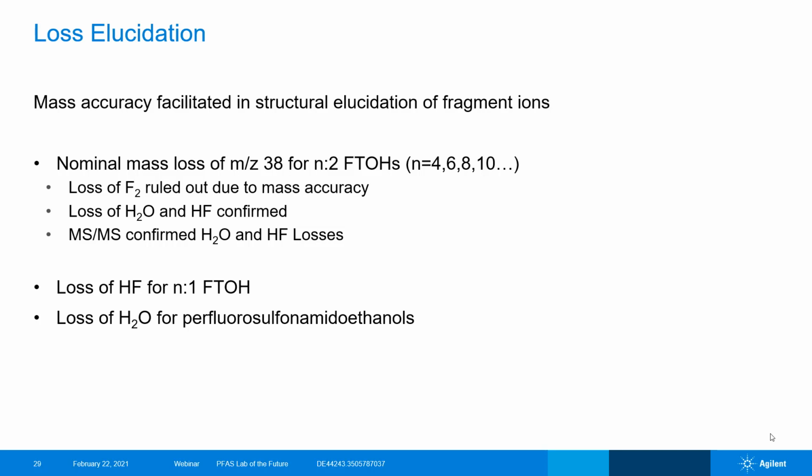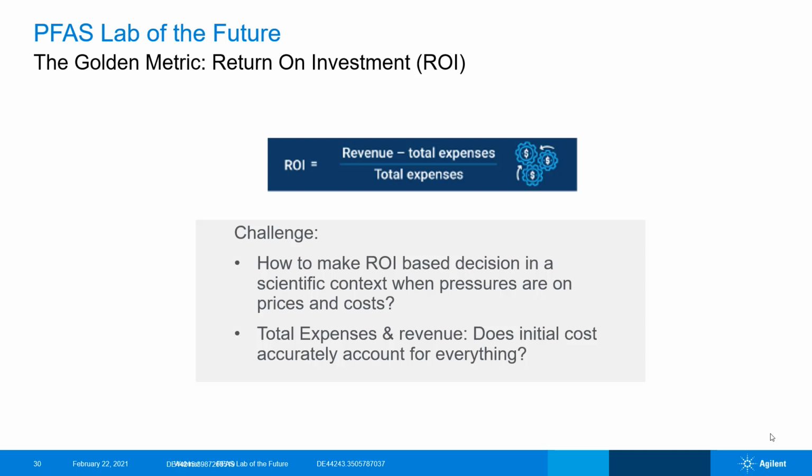What I want to do now is to focus the rest of the talk on how this lab can optimize and be the most efficient at running the most number of PFAS samples in a high throughput environment. So for the PFAS lab of the future, the golden metric is return on investment, or ROI. This is absolutely critical for contract testing labs, and it's a decision they have to make whether to get into PFAS testing, on how can they make sure the return on investment is the best that they can get.